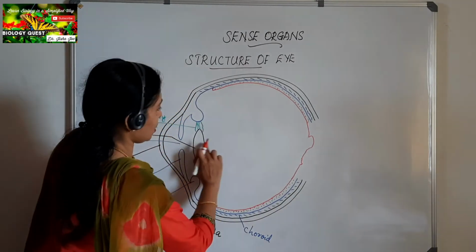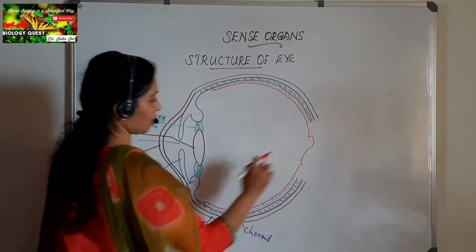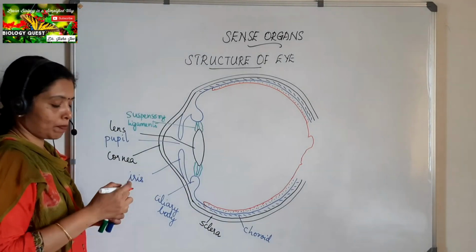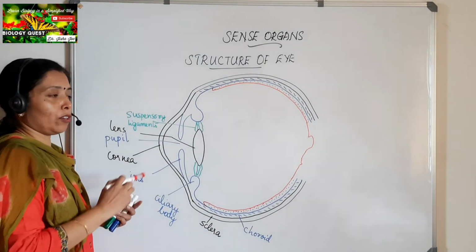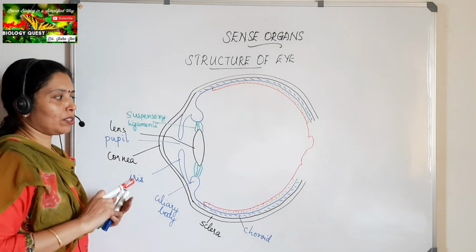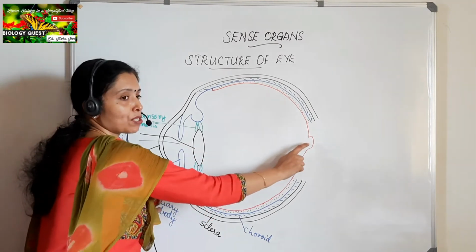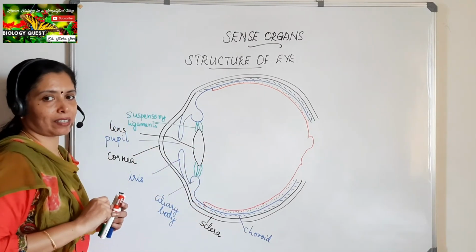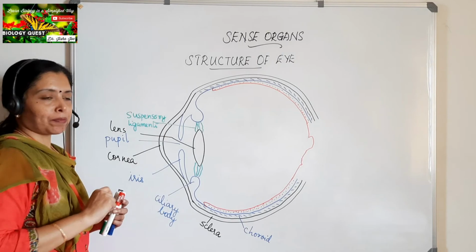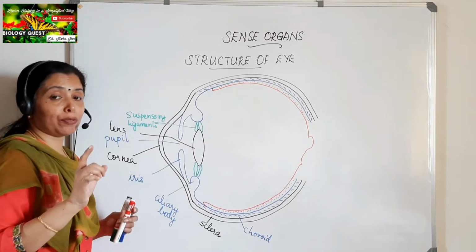That is the yellow spot. It is opposite to the lens, on the horizontal axis of the eye. So when the structure of the eye is asked in the exam, remember to draw the yellow spot exactly opposite to the lens on the horizontal axis of the eye, because the light has to fall on the yellow spot for color vision and for bright vision.